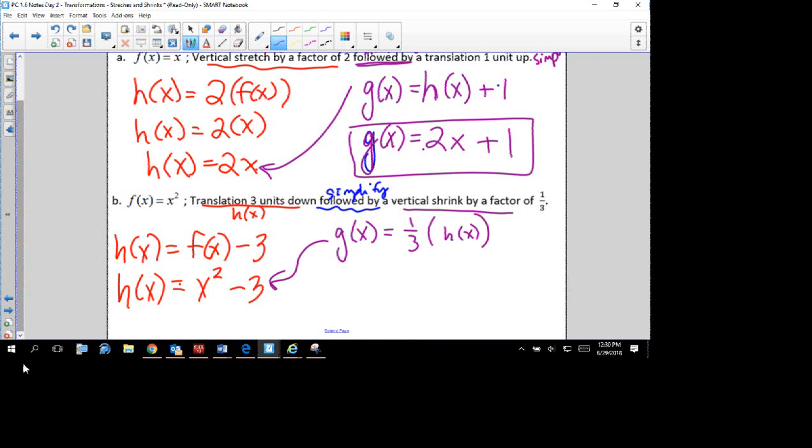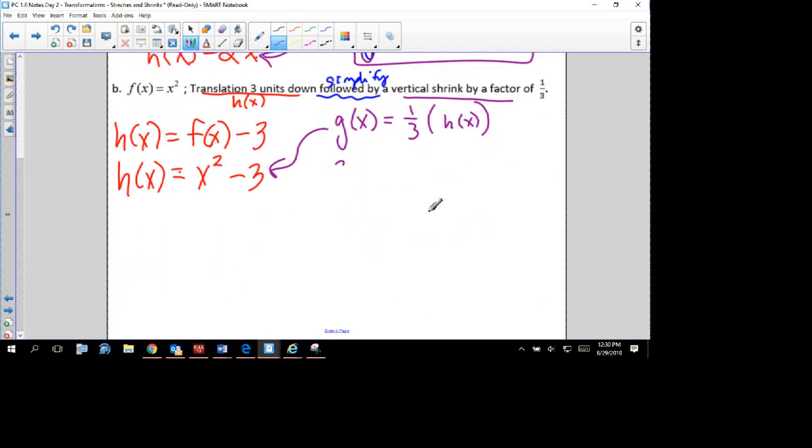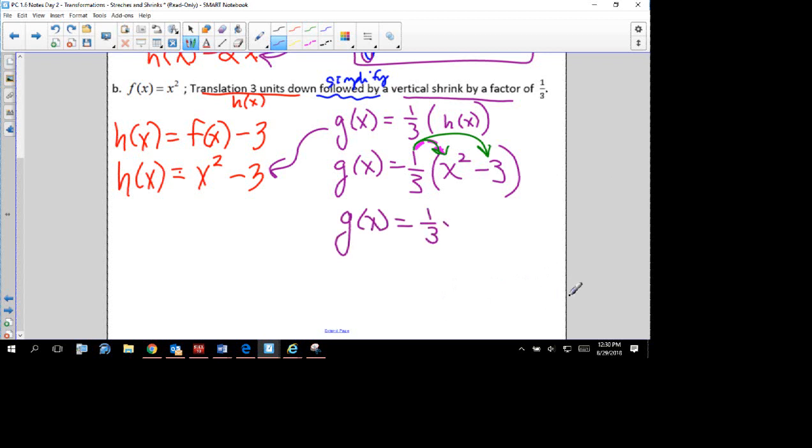So what is my h of x function? x squared minus 3. So you see how I am multiplying 1/3 by the entire function, x squared minus 3. Can I simplify that? Yes, we can distribute 1/3, so we can get rid of the parentheses. And we do 1/3 times 3, which is 1.